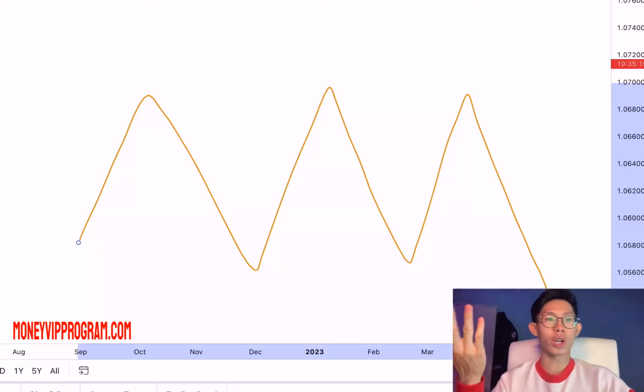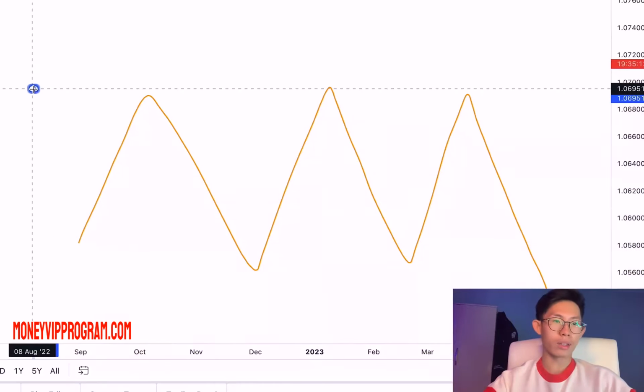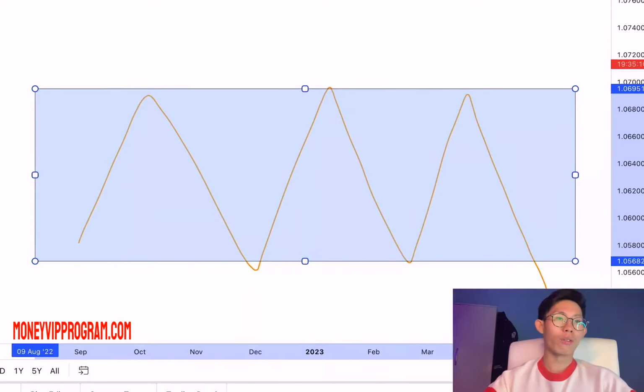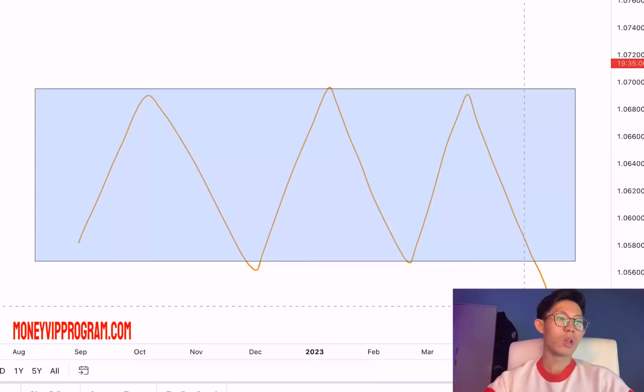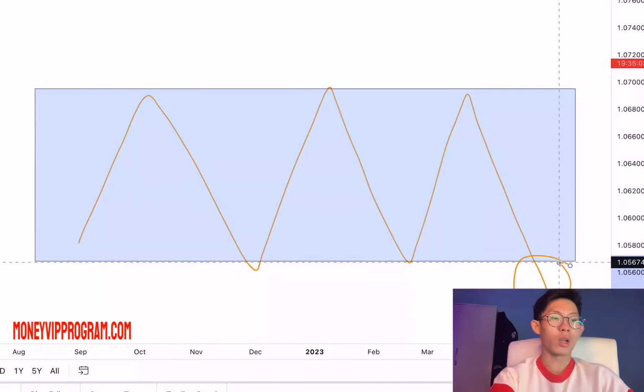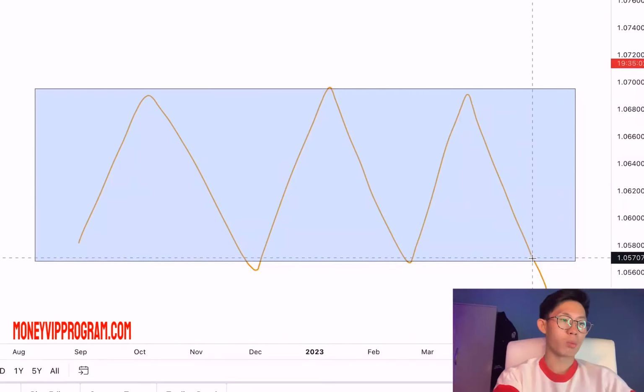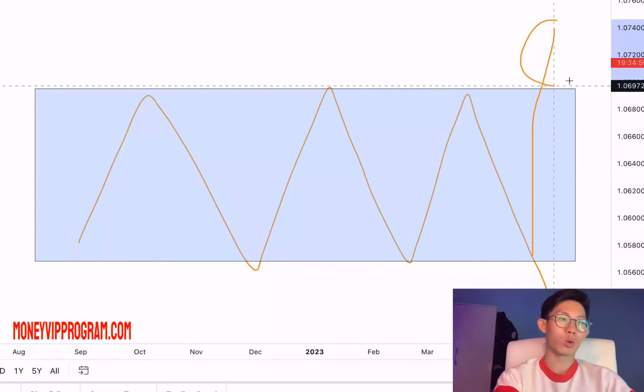But if you guys want to trade, what you can do is draw a little box around it, and then wait for price to break out to either the downside or the upside. So if price breaks out to the downside, you can see like it did right here, you can look to sell. And if price breaks out to the upside, then you can look to buy.